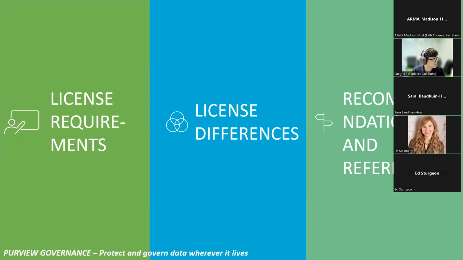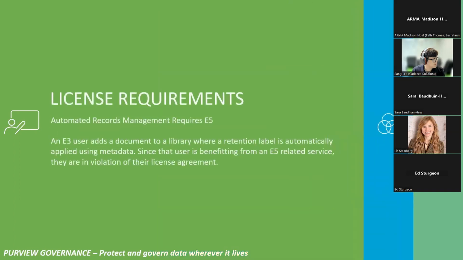All right, so around 95 people responded, with nobody on E1, 20% on E3, 37% on E5, 41% who do not know, and 2% others. So if you do not know, it might be a good idea, after this workshop, to find out what kind of license you have, because automated records management does require an E5 license.